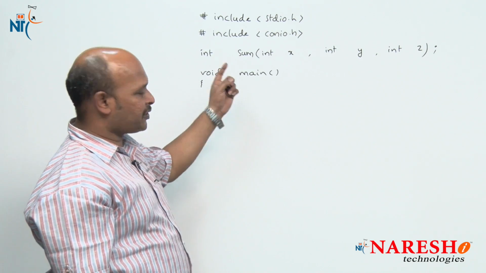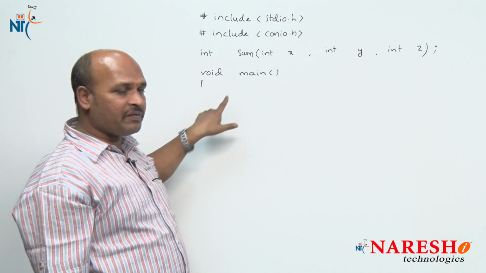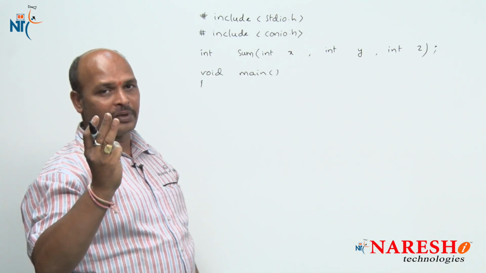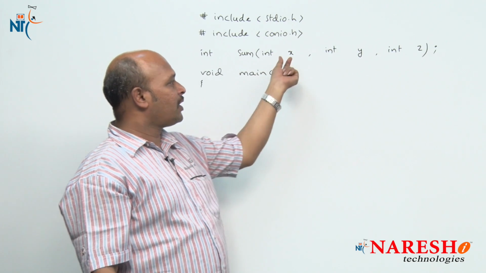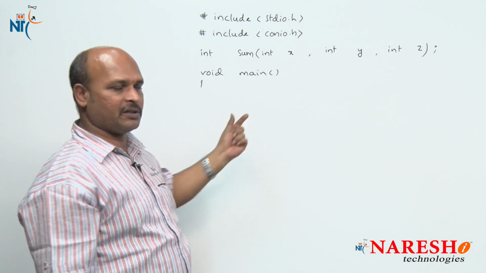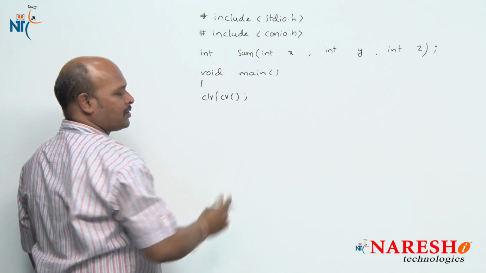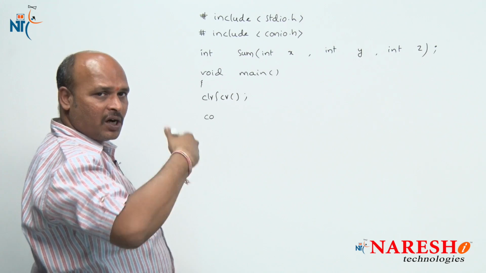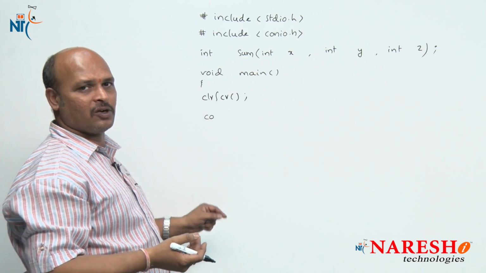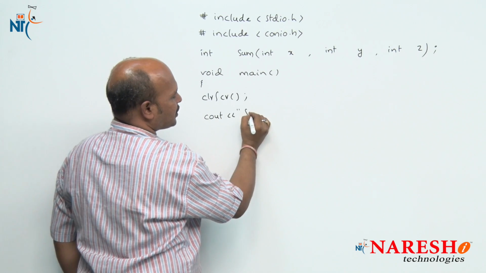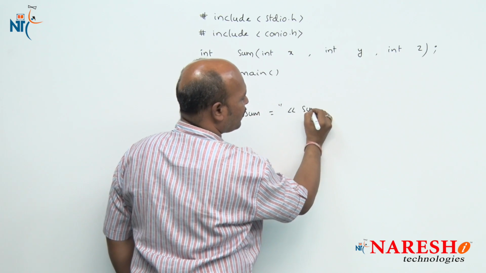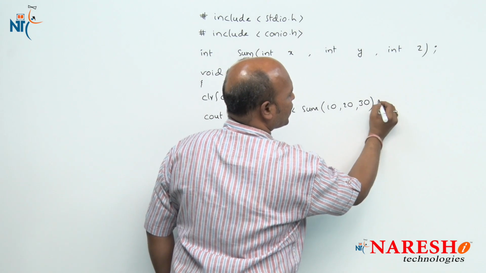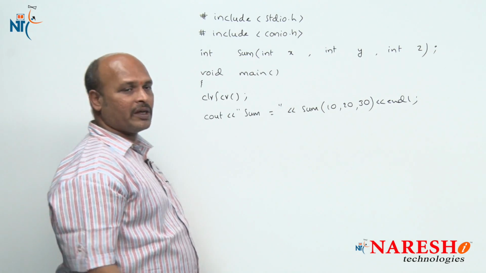Later, I am going for the main function. In the main function, we have to call the sum function, and I am going to pass 3 arguments to this function. That is why clrscr first, so the screen content is cleared. Later, I am going to write the C program in C++: cout sum equal to sum of some values, 10, 20, 30, and later endl.